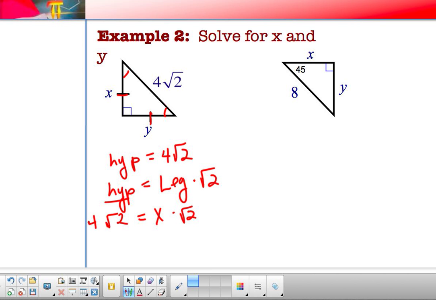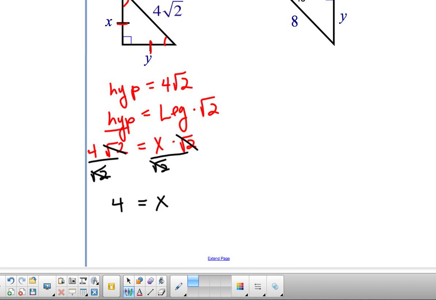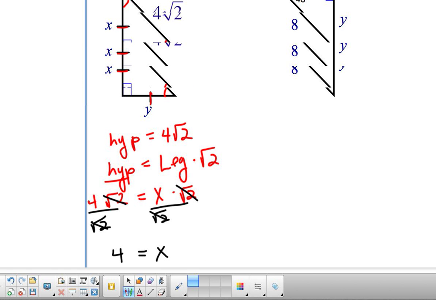The hypotenuse here is 4 times the square root of 2. And that is equal to the leg that I want, x, times the square root of 2. So if I'm going to solve this, I have multiplication, x times the square root of 2. So to undo that multiplication, we divide both sides by the square root of 2.